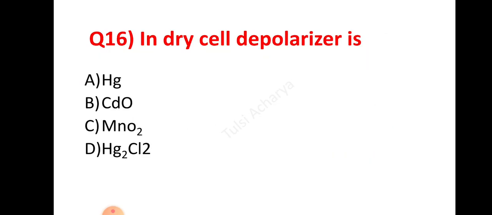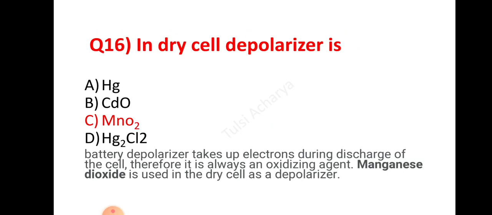Now let's move to question number 16. In dry cell depolarizer is, we already know the answer of this question. In dry cell depolarizer is MnO2, manganese dioxide. In a battery depolarization takes place by electron during the discharge of the cell, therefore it is always an oxidizing agent, and manganese dioxide is used in dry cell as a depolarizer.